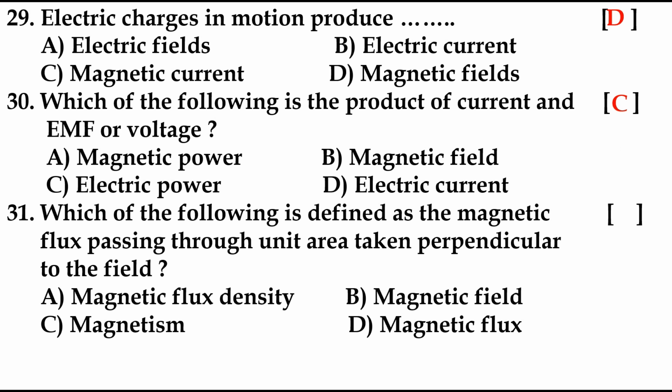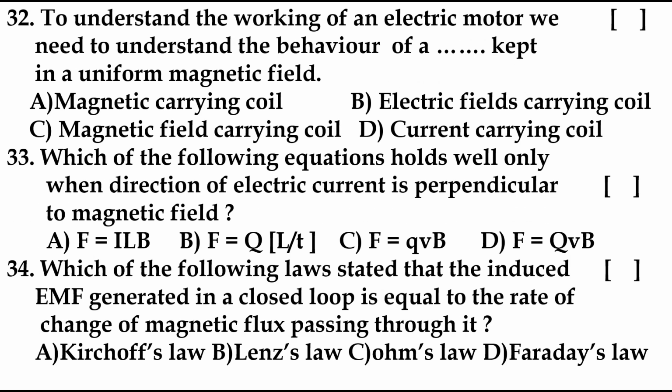31. Which of the following is defined as the magnetic flux passing through unit area taken perpendicular to the field? A. Magnetic flux density. B. Magnetic field. C. Magnetism. D. Magnetic flux. Answer is option A. Magnetic flux density.